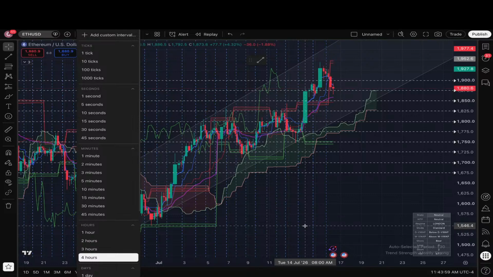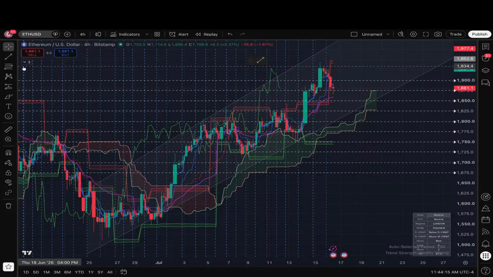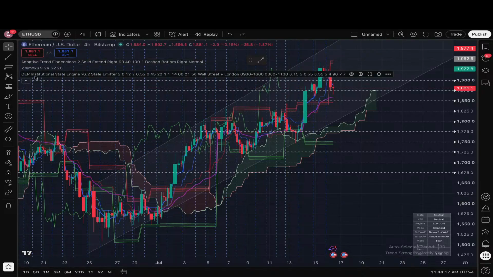There is no preference. I may give it the leverage level that I would use, or I may not. But I tinkered and tinkered and tinkered for quite some time as I developed my optimal entry point strategy. And so that comes back to this indicator right here, the OEP Institutional State Engine version 6.2 State Emitter. It is a beast. And that's what we see right here at this table.